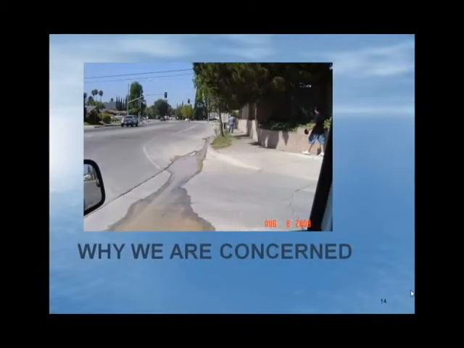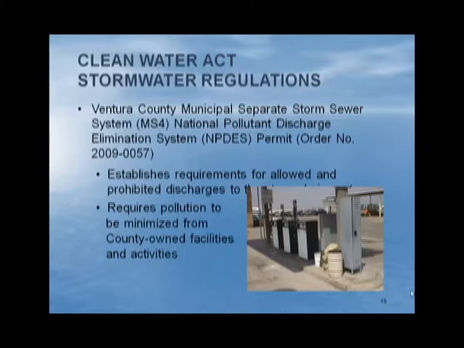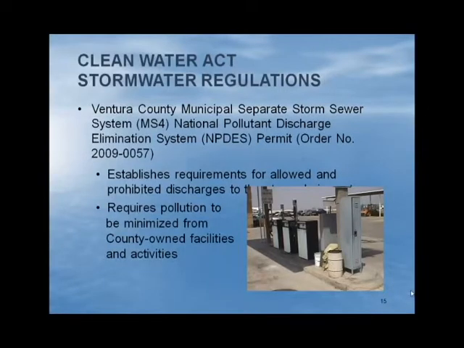Why we are concerned. The Ventura County Municipal Separate Storm Sewer System, or MS4, National Pollutant Discharge Elimination System, or NPDES permit, was reissued by the Los Angeles Regional Water Quality Control Board in 2009. It is an NPDES permit issued under the authority of the Clean Water Act and spells out actions the county and cities within the county must take to protect stormwater quality. It established requirements for allowed and prohibited discharges to the storm drain system and requires pollution to be minimized from county-owned facilities and activities.